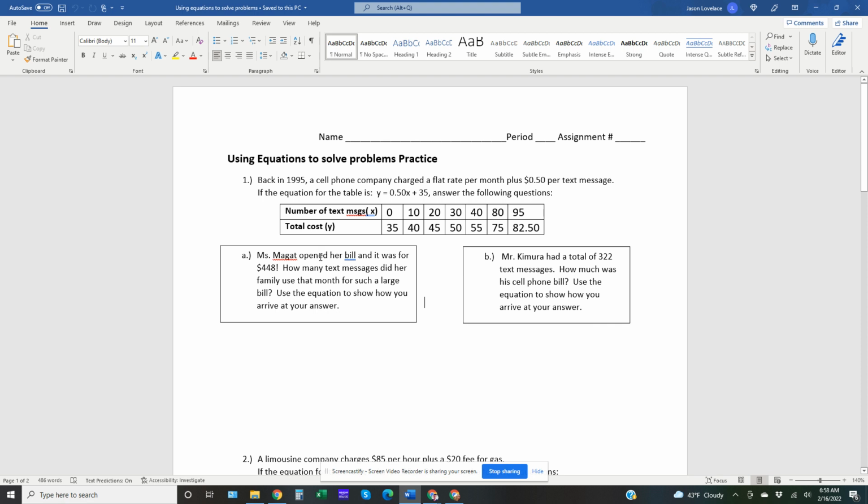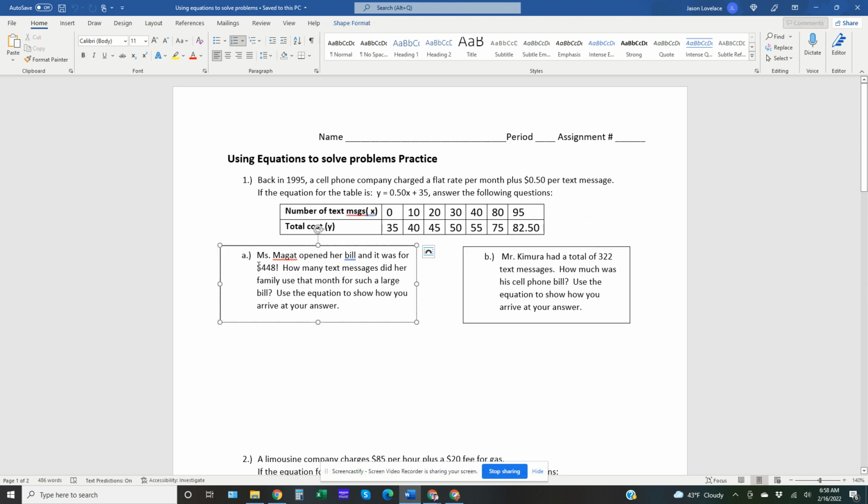Okay, so Miss McGott opened the bill, and it was for $448. How many text messages did her family use that month for such a large bill? Use the equation to show how you arrive at your answer. So our first step is we need to think about what we know. So do I know my total cost for the month, or do I know the number of text messages?